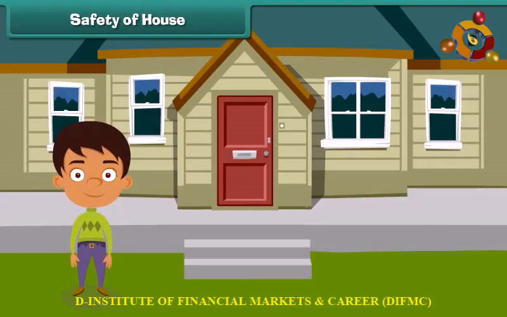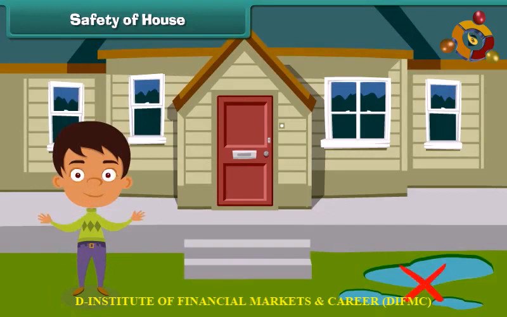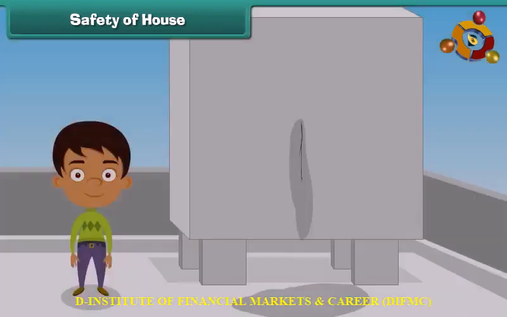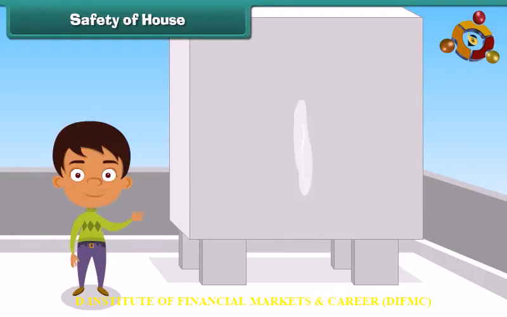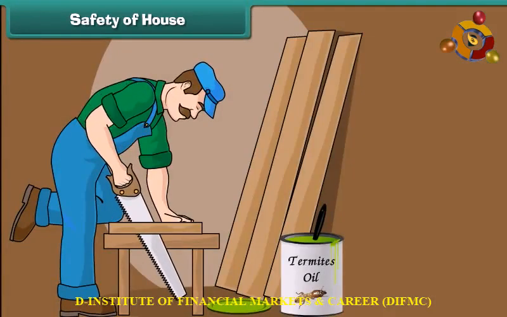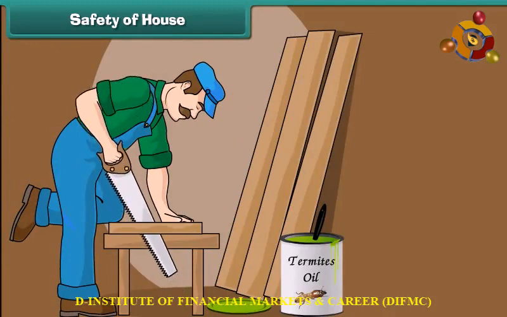Safety of a house. The safety of a house is very important. Dirty water should not be allowed to collect near a house as it damages the house. Leakages in overhead tanks should be plugged. Woodwork of a house must be protected from termites.